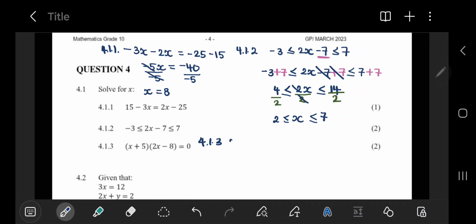you take each bracket and you equate it to 0 separately. So we have x plus 5 equals 0 or 2x minus 8 equals 0. Now working with the first part, we can take the 5 over to the right-hand side. It becomes negative 5. And in the second part, taking the 8 over, it becomes positive 8. And then to get x alone, you're going to divide throughout by 2. So x is equal to 4. So those are your 2 values. X is equal to negative 5 or x is equal to 4.